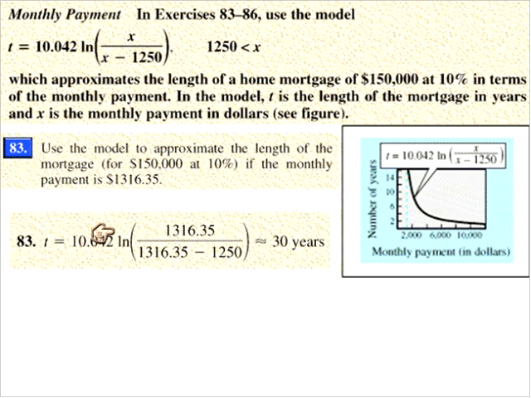So you can do that on your calculator quite easily and get approximately 30 years, or you can find the 1,316 on your graph, and we'll follow the dashed blue line up until we hit our graph, and it'll hit our graph at approximately 30, y equaling 30 years.